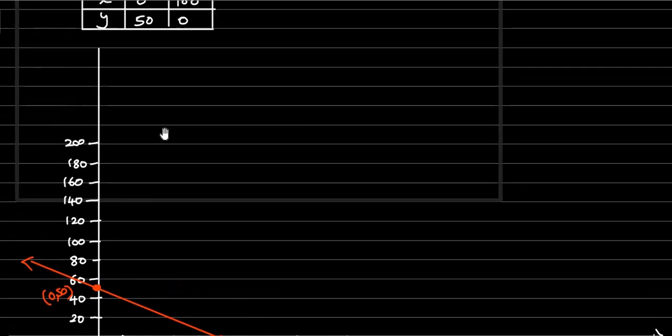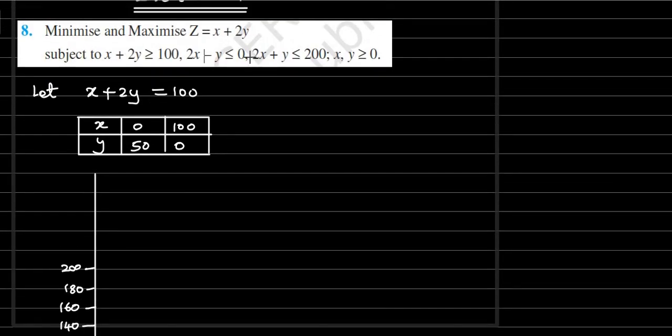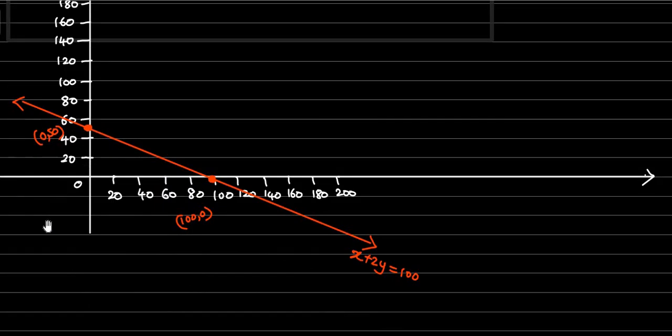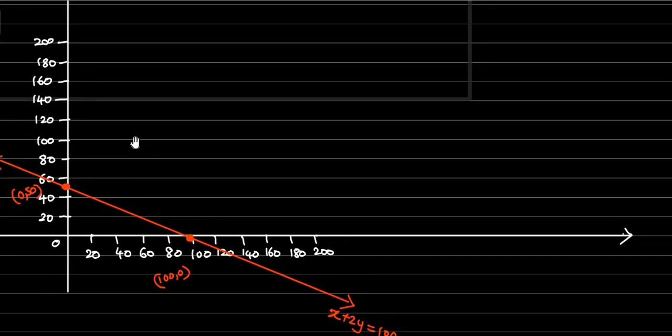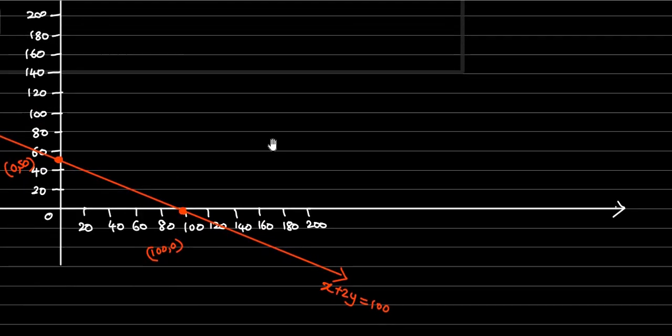Least value. Substitute in the first inequality: in place of x put 0, in place of y also 0. Then what is the result? 0. What is the inequality here? 0 less than or equal to 100. Is this true? No, it is not true. Then for the first inequality, we don't have a solution on this side. The other side, the upper side, we have a solution.